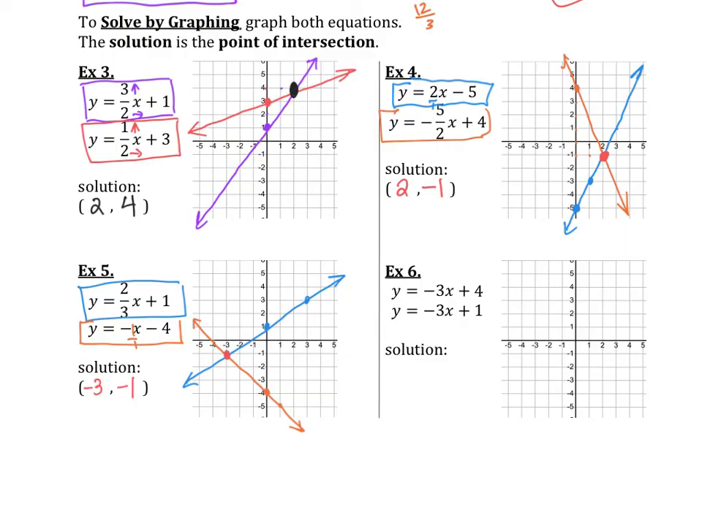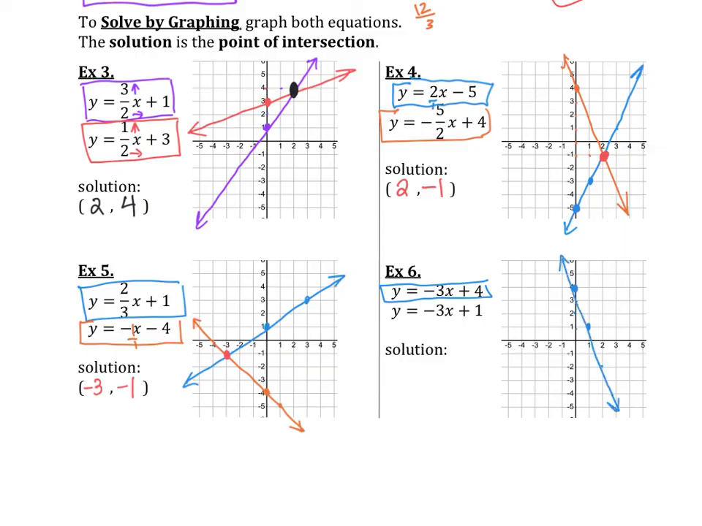Okay, one last one. Okay, let's see. The first line is y equals negative 3x plus 4, still in slope-intercept form. The y-intercept is 4. The slope is down 3 over 1: 1, 2, 3. Let me do it again to make it a little bit straighter.